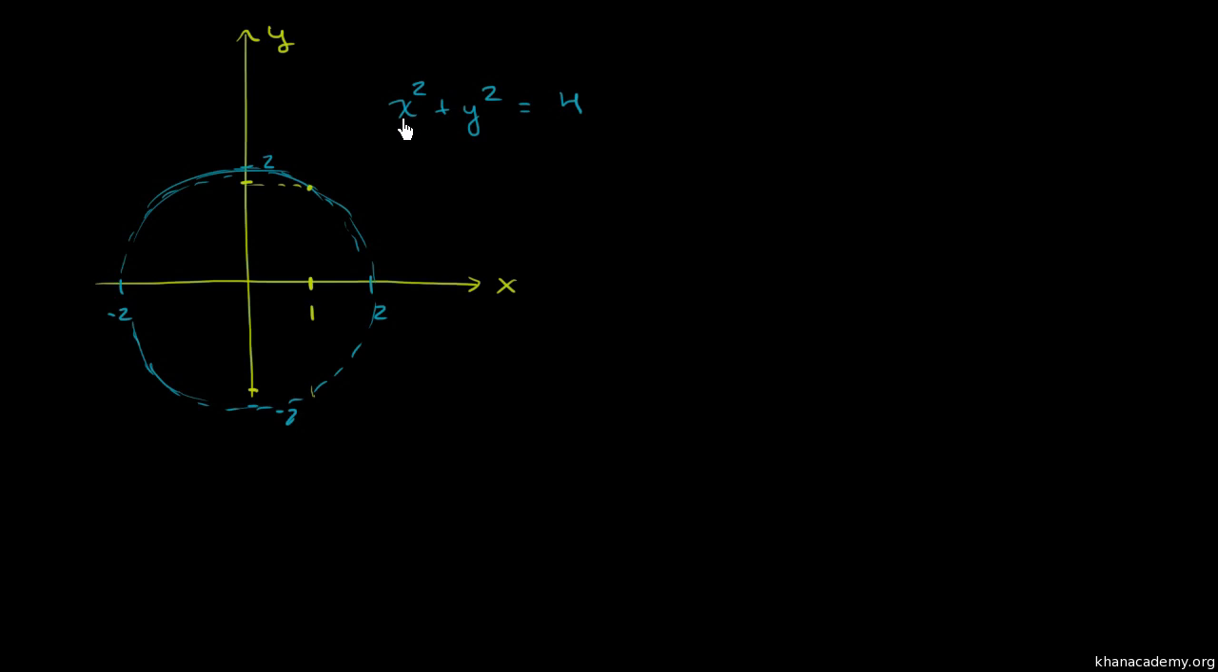And we can even solve for that by looking at the equation. When x is equal to 1, we get 1 squared plus y squared is equal to 4. 1 plus y squared is equal to 4. Or, subtracting 1 from both sides, y squared is equal to 3. Or, y is equal to the positive or the negative square root of 3. This right over here is the positive square root of 3, and this right over here is the negative square root of 3.